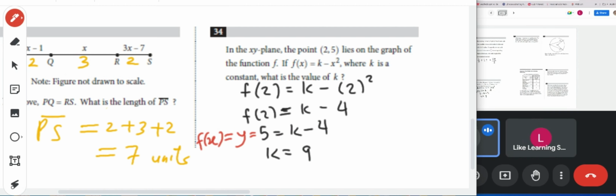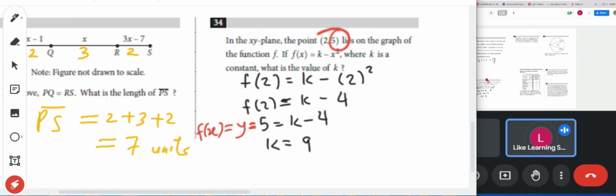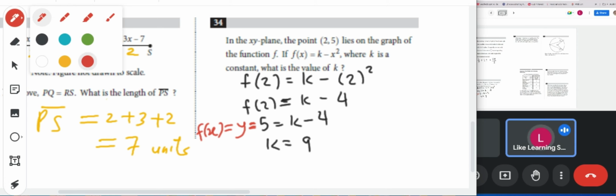Oh, now I understand. So when something says f of something, it just means that if the coordinate is (3, 6), f of 3 will be equal to 6. Exactly. Oh, I never knew that. So let me write that down. For instance, f of 2 is 5. F of x is equal to y. So exactly, k is 9.